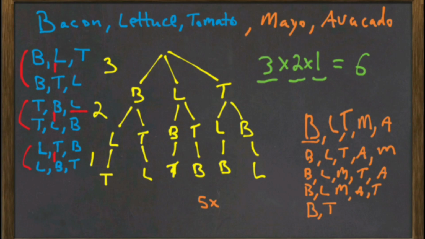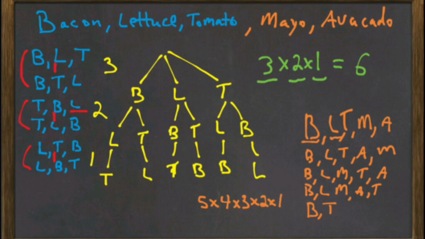Once we've chosen one there, we then have 4 remaining for the second slot. Okay, once we've chosen that, we then have 3 remaining for the third slot, and then we have 2 left for that fourth slot, and then lastly, if we've chosen the first 4, then there's just 1 left to go. Okay, so we have this many different combinations of all 5 of the ingredients.